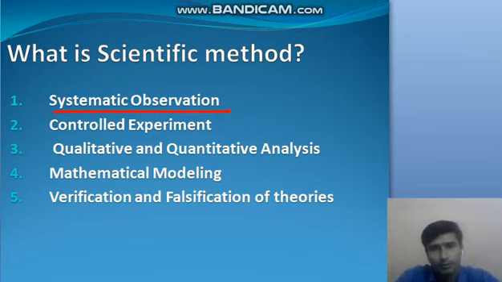What is systematic observation? It is observing the different types of phenomena a number of times. Here we take some steps for a scientific method to observe phenomena. The first one is systematic observation. Here we take a number of observations of the same phenomenon occurring around us. Then after that we take controlled experiments: whether this phenomenon is controlled by experiments or not.